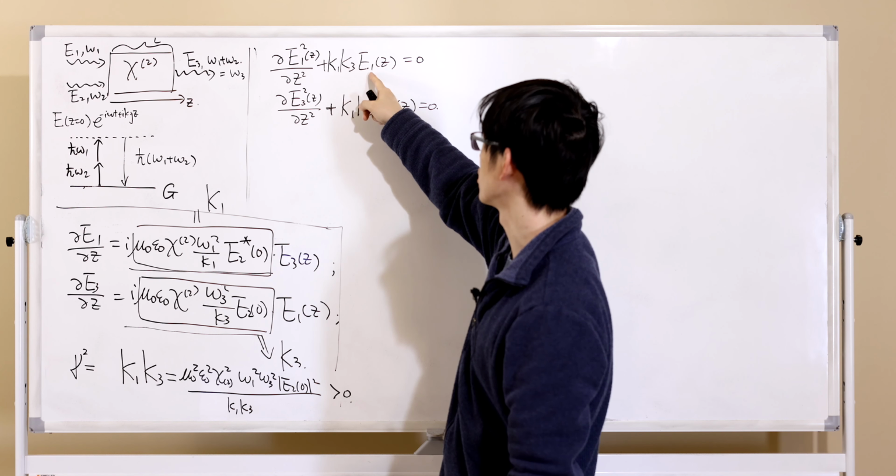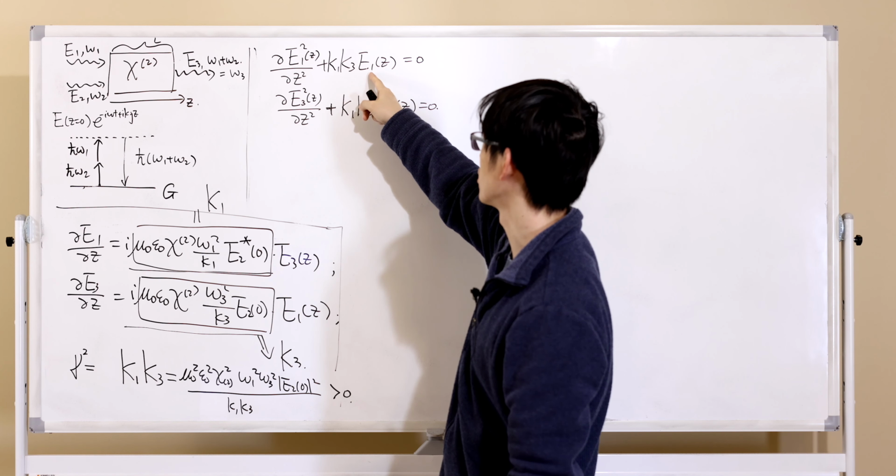a solution, an eigensolution. And from the differential equation we know that, because the right hand side is 0, any linear combination of these two eigensolutions is still a solution to this equation. If you don't believe that, you can plug it in. So we can assume a general form of this solution, E1z, is A1 cosine gamma z plus B1 sine gamma z.